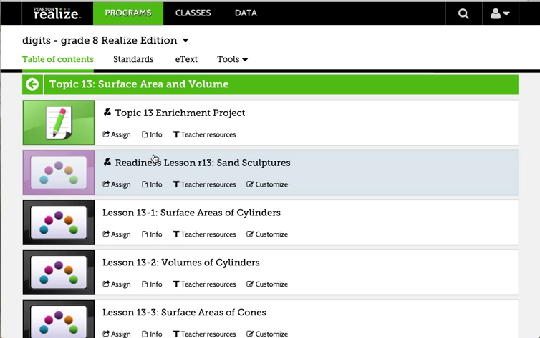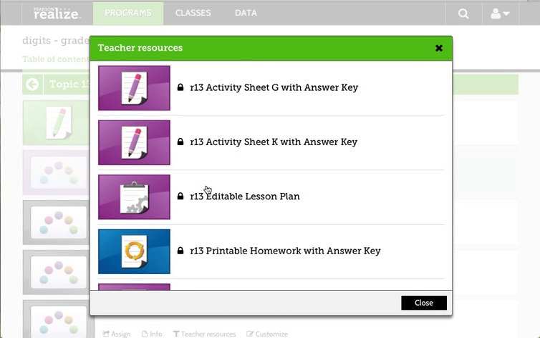One of the things you're going to want to do before you start a readiness is look at teacher resources. One of the teacher resources is an activity sheet. There's a sheet G and K. G is on grade level. K just gives more steps to the kids so they don't have to figure as much out. I like to use the G.